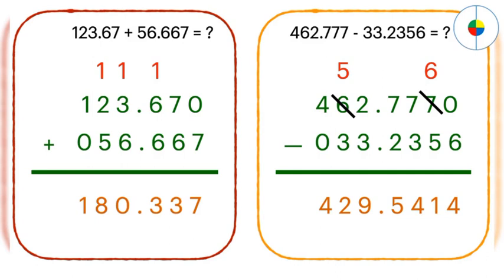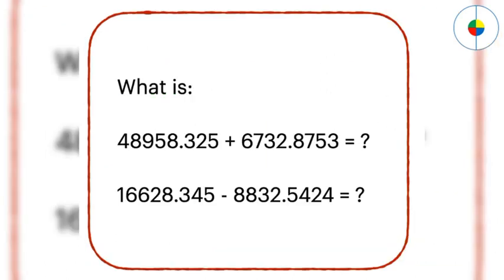And 462.777 minus 33.2356 can be rewritten as 462.7770 minus 033.2356. Now, you can do much larger calculations than what the schools teach. With more practice, you can do any addition and subtraction with ease.